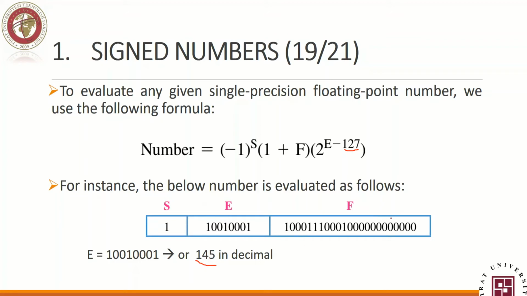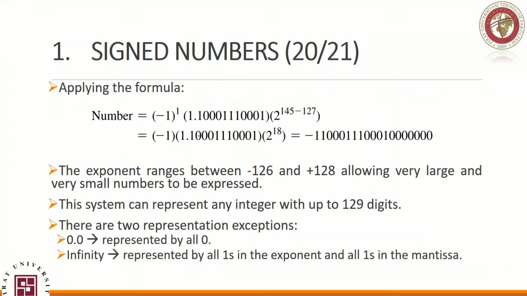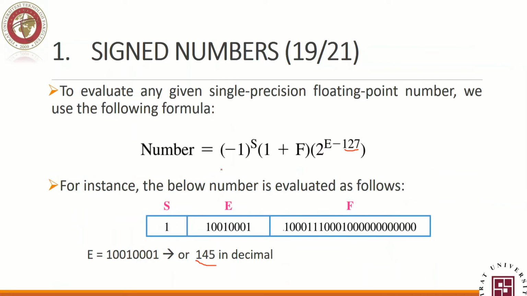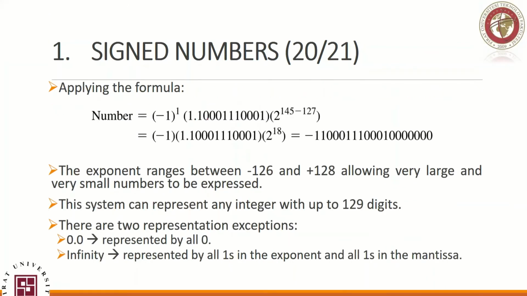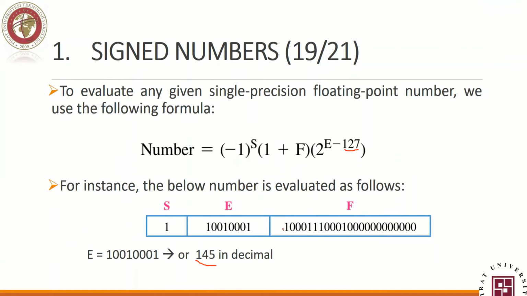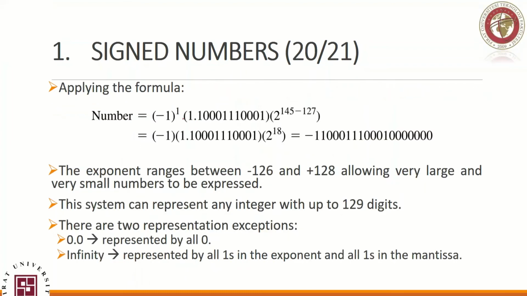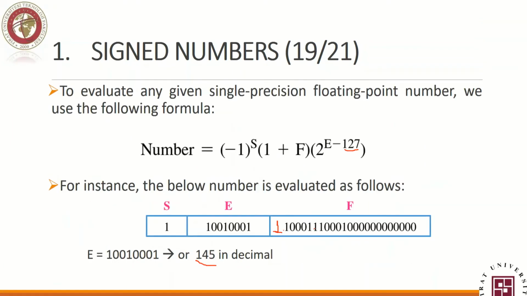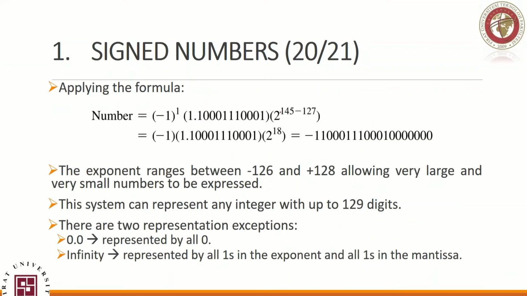The fraction is, we have the decimal point, we have plus 1, so we need to place it again in its original formula, -1 to the power of the sign bit. Now remember, -1 to the sign bit, multiplied by 1 point, the rest of the mantissa, to the power of what? 145 minus 127, and that's it.